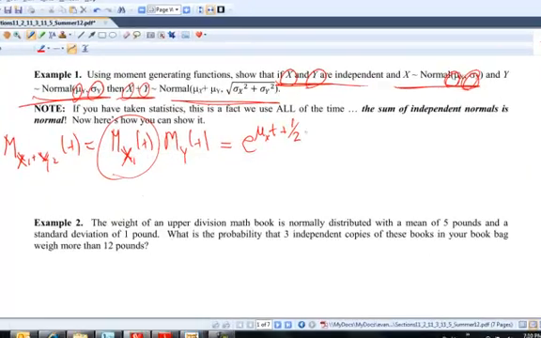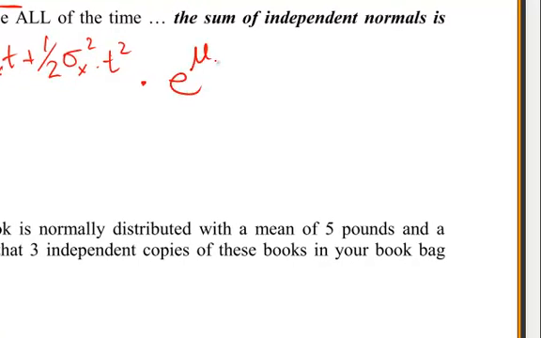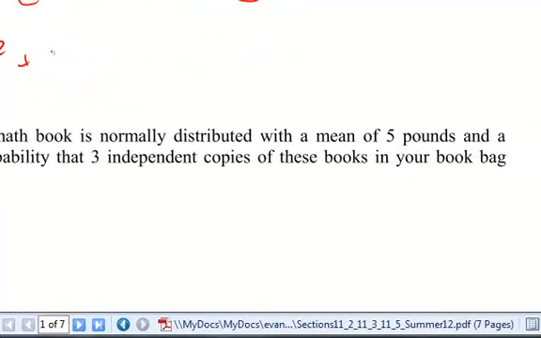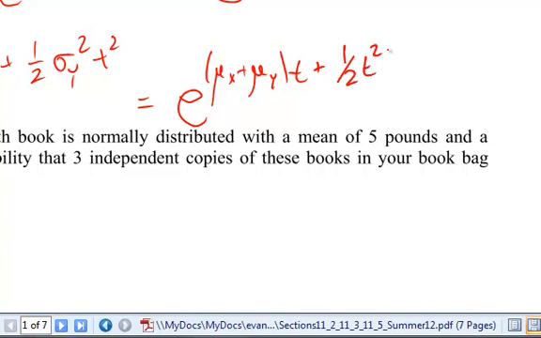So half sigma x squared times t squared. And the moment generating function for Y is e to the mu y t plus 1/2 sigma y squared t squared. So we can combine those. I'm multiplying, so this is e to the mu x t plus mu y t plus 1/2 sigma x squared t squared plus 1/2 sigma y squared t squared. Writing it a little more nicely, this is e to the (mu x plus mu y) t plus 1/2 t squared (sigma x squared plus sigma y squared).